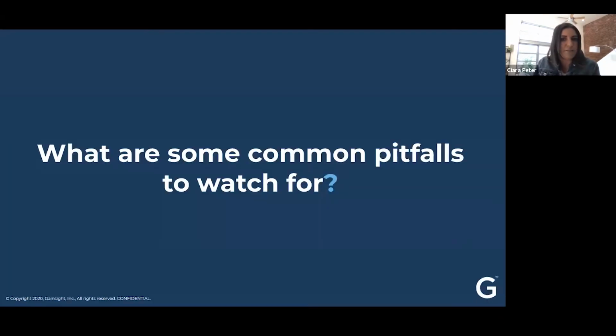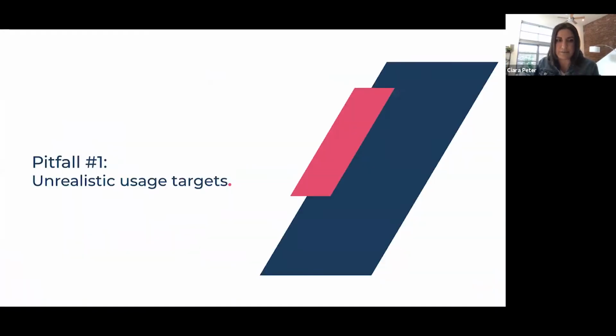So let me just close out with a couple of common pitfalls to watch for as you are thinking through these. The first is unrealistic usage targets. As we started seeing consumer products like Facebook with millions and millions of daily users, daily active usage became a hot metric. And that metric is very appropriate for things like Instagram, things like social media, things like games that depend on you coming in every day.